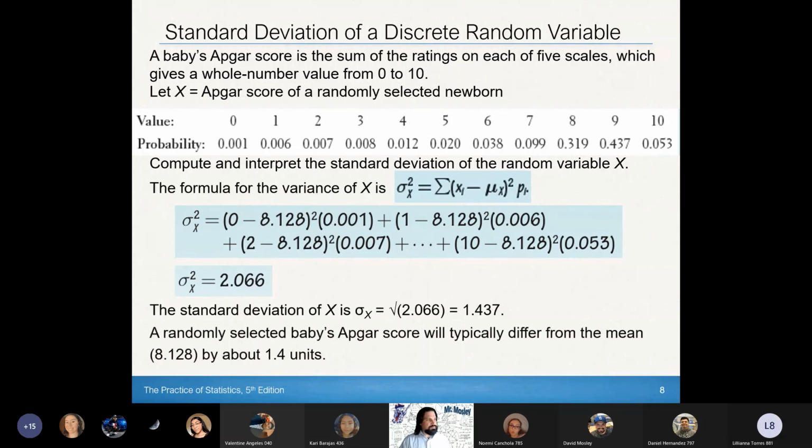Right. So a randomly selected baby's APGAR score will typically differ from the mean of 8.128 by about 1.4 units. Okay. And it's important that we say by about, or by roughly, by approximately, because we are rounding this number. It is not exactly 1.4. It's 1.437 and probably a few more decimal places. So it's important to use that verbiage of about, approximately, roughly. All right.